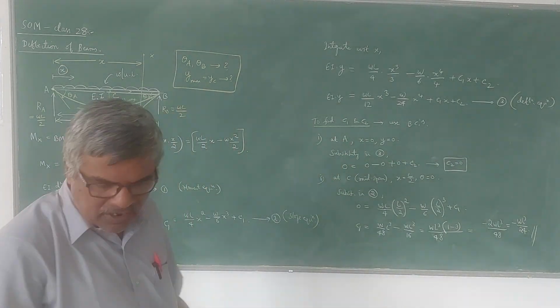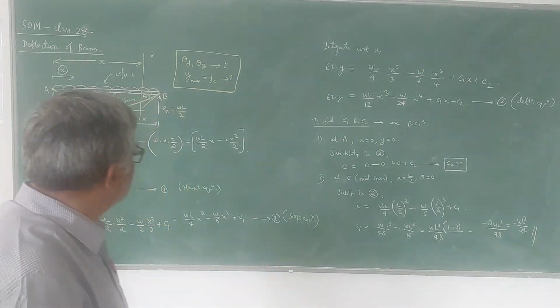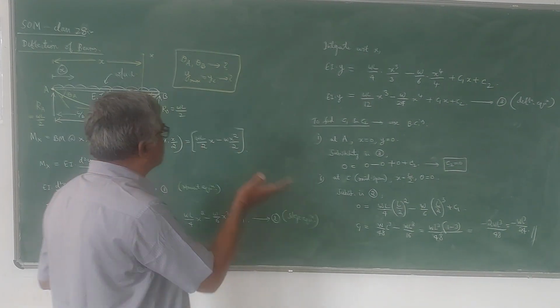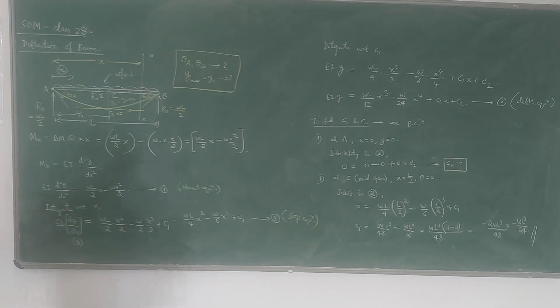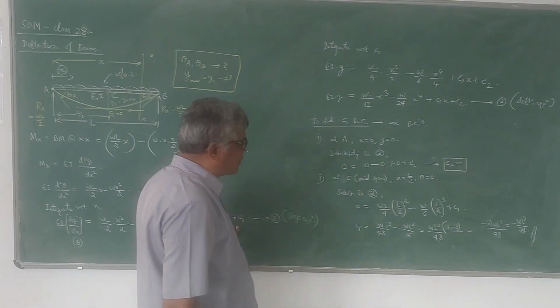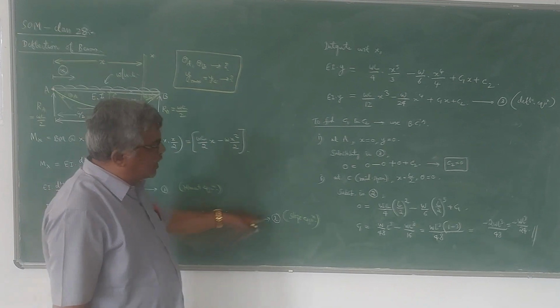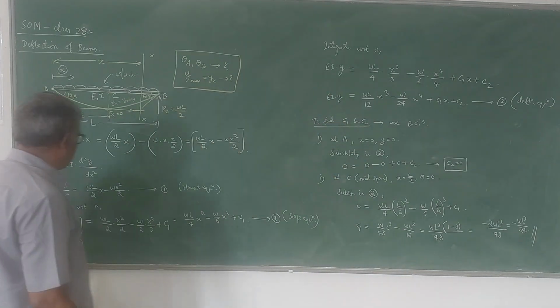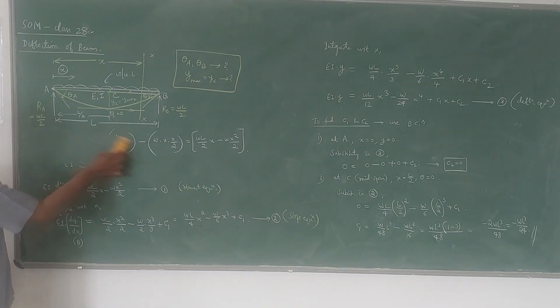Once you get the values of C1 and C2, the constants of integration, using the boundary conditions, now substitute them back into equations 2 and 3. Substitute for C1 in equation 2, and for C1 and C2 both in equation 3, to get the general slope and deflection equations.